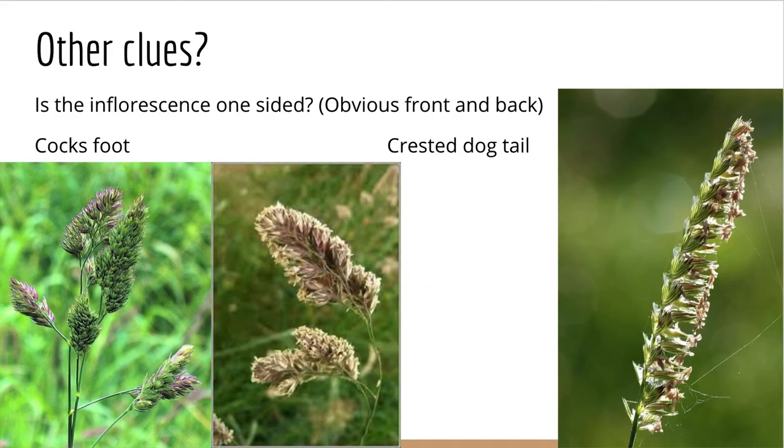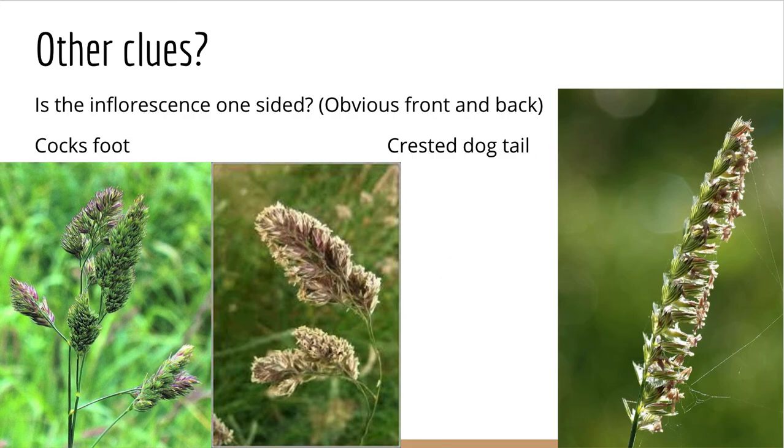So some other clues that the inflorescence can give you to help you ID a grass. Is it one-sided? Does it have an obvious front and an obvious back? For example, cock's foot. So the two images here, they're cock's foot. The image on the left is the front of the cock's foot, and the image on the right is the back of the cocksfoot. You can clearly see the stalk going onto the spikelets over there.